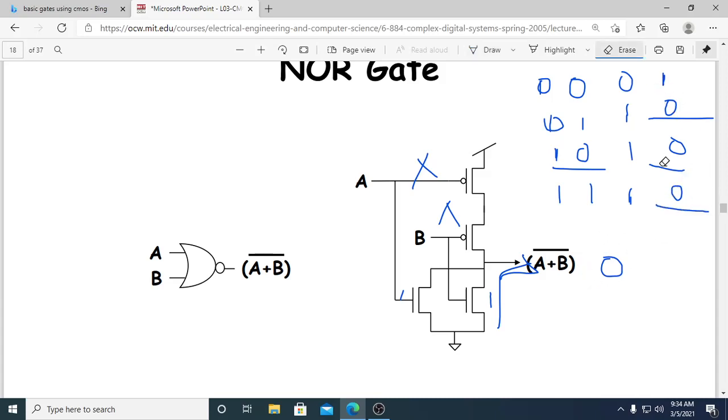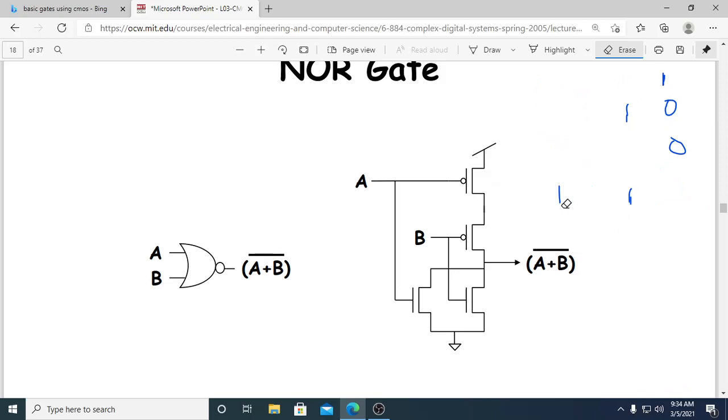So this is nothing but my NOR gate. If you want to design my OR gate, what you have to do? You have to just add an inverter in between these two. After the output, you have to connect a NOT gate.